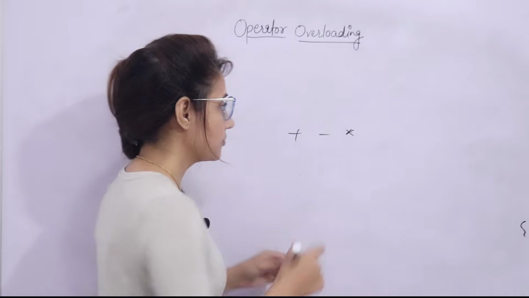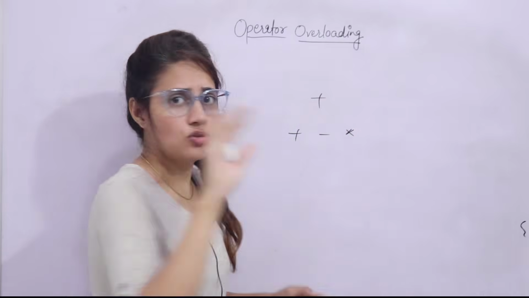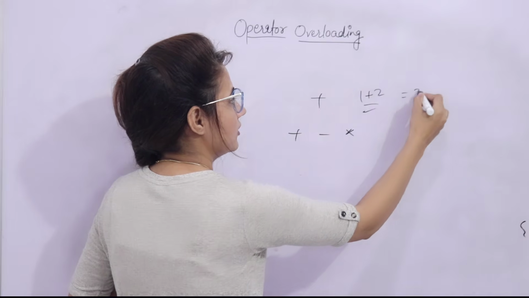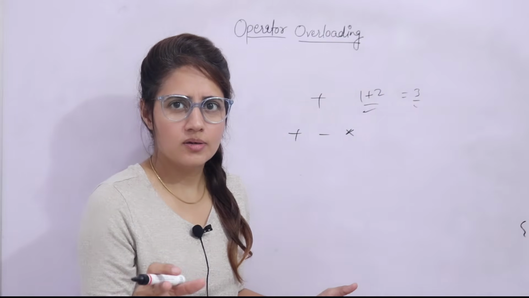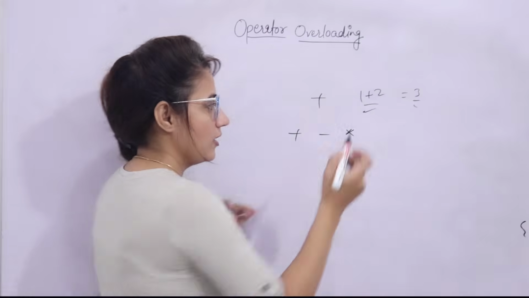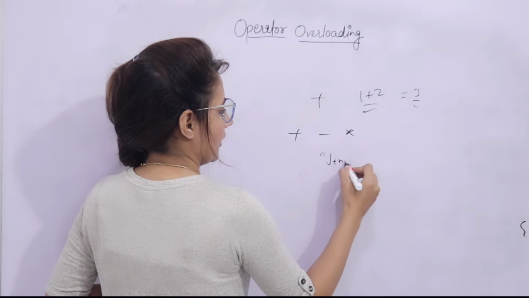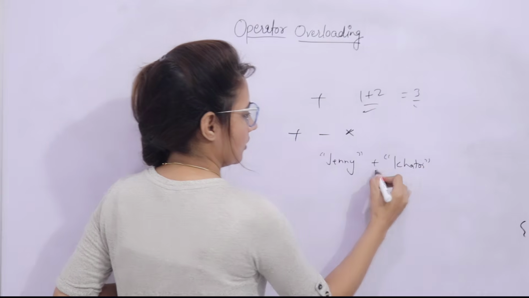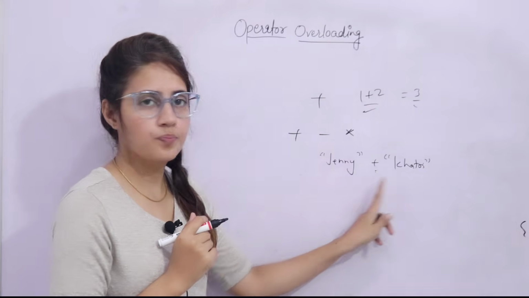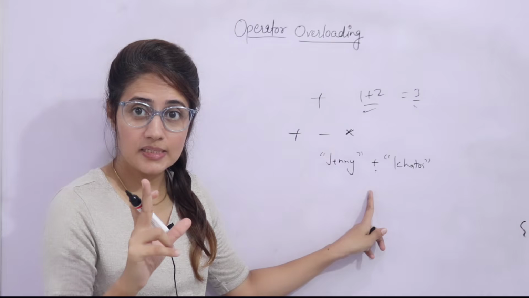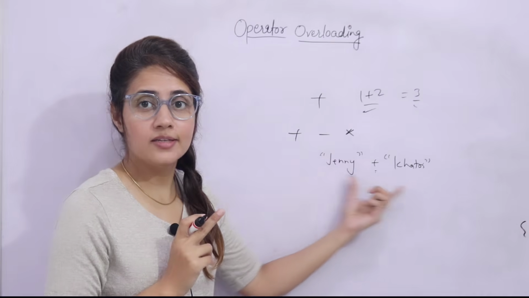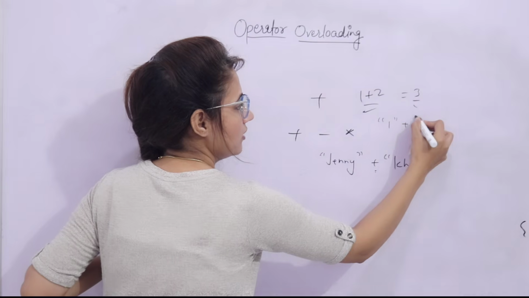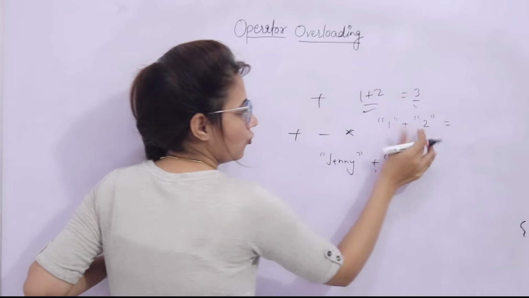Now what does that mean? If I say plus, what comes to your mind? It is going to add. Like if I say 1 plus 2, then it is going to add two integers, giving 3, addition. And if I use this plus with two strings, then it is going to concatenate these two strings, Jenny Khatri. Or if I write something like this, 1 plus 2, what would be the answer?